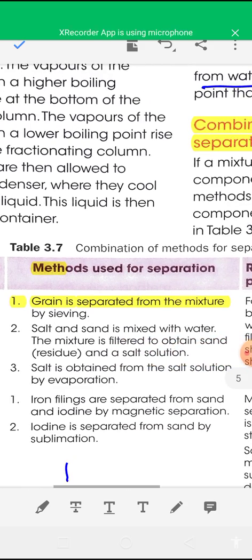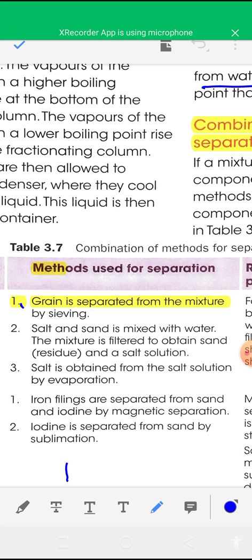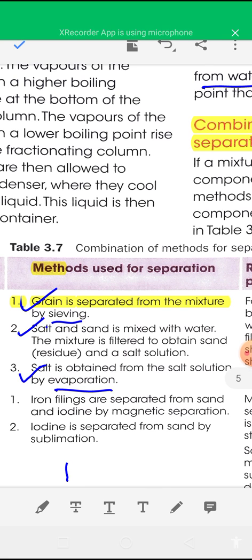First, grain is separated from the mixture by sieving. The second step, salt and sand are mixed with water. The mixture is filtered to obtain sand as residue and salt in the solution. And salt is obtained from the salt solution by evaporating. So three types of methods are used here. One is sieving, another is dissolving in water, and the third one is evaporation.